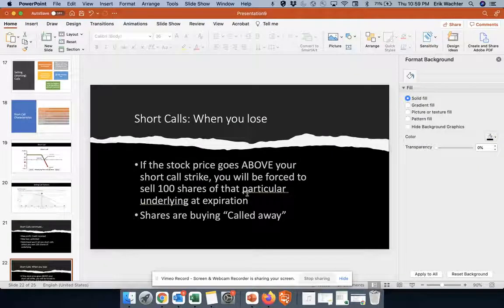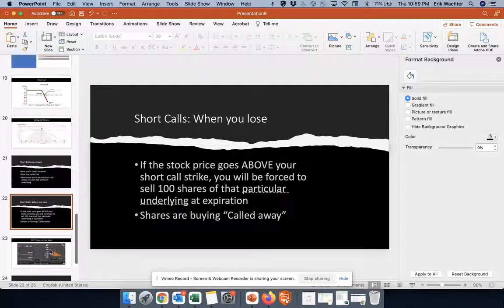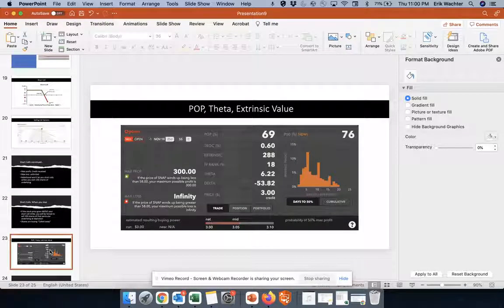Okay, so when do you lose? And we talked about this. If the stock price goes above our short call strike, you will be forced to sell 100 shares of that particular underlying at expiration. The shares are called away. Okay, that get sold off to the buyer, the call buyer.